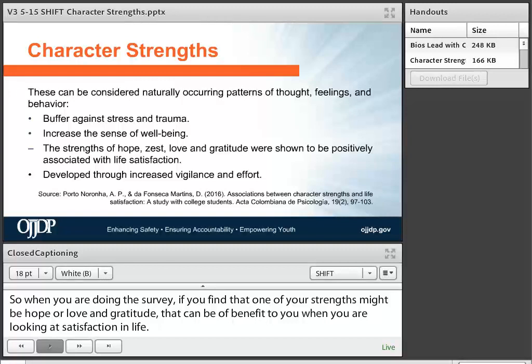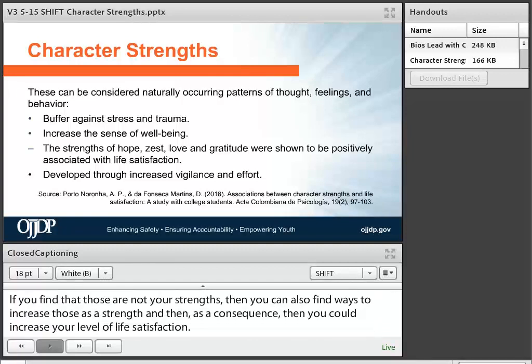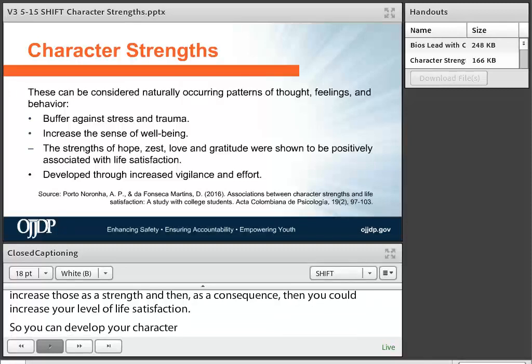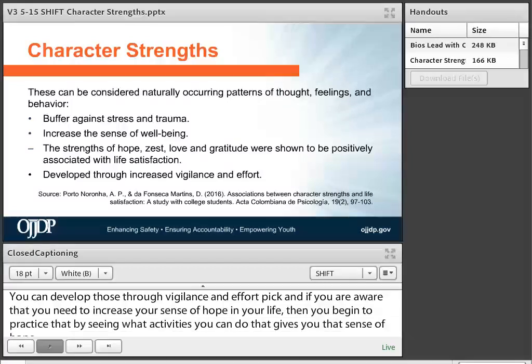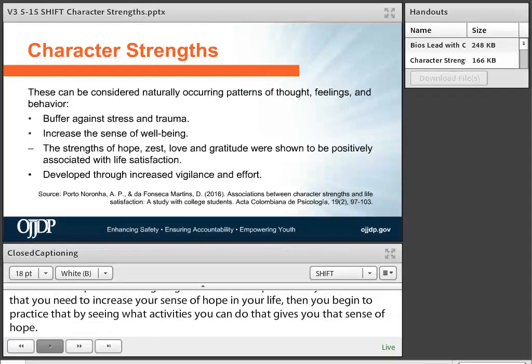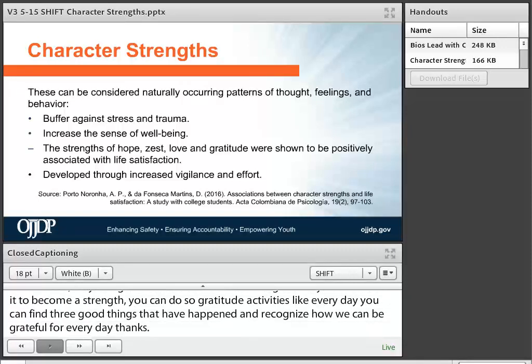So you can develop your character strengths that might not be your strongest ones. You can develop those through vigilance and effort. And if you're aware that you need to increase your sense of hope in your life, then you begin to practice that by seeing what activities you can do that give you that sense of hope. For instance, maybe if gratitude is not one of your strengths and you would like it to become a strength, you can do some gratitude activities, like every day you can find three good things that have happened and recognize how we can be grateful for everyday things. So by using that practice, you can increase your gratitude and strengthen that gratitude strength.